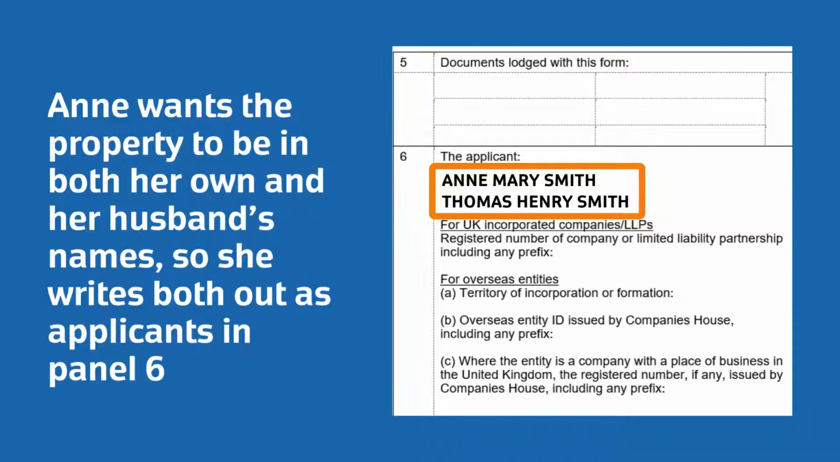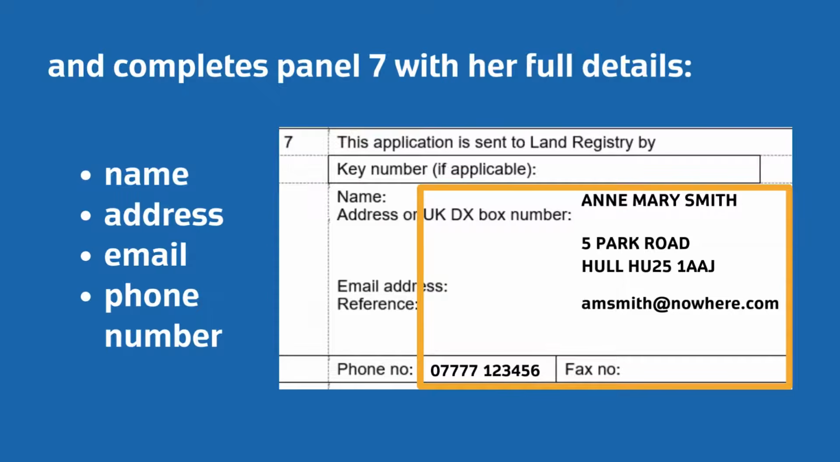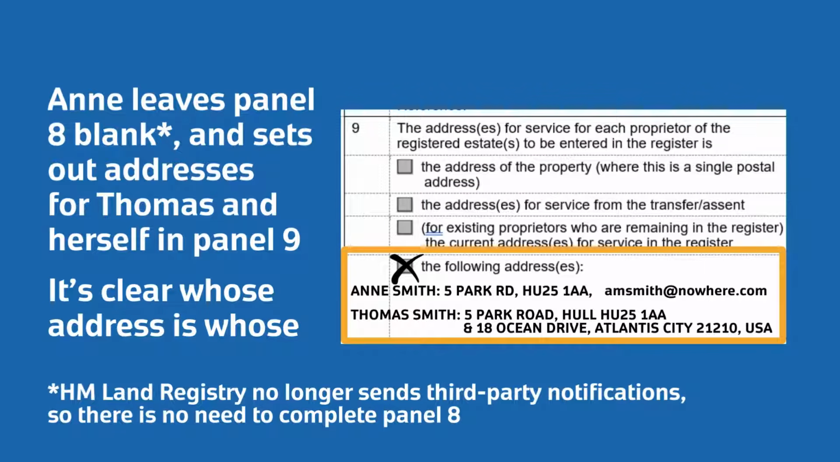Anne wants the property to be in both her own and her husband's names, so she writes both out as applicants in panel 6, and completes panel 7 with her full details: name, address, email, and phone number. HM Land Registry no longer sends third-party notifications, so Anne leaves panel 8 blank, and sets out addresses for her husband Thomas and herself in panel 9. She makes it very clear whose address is whose.